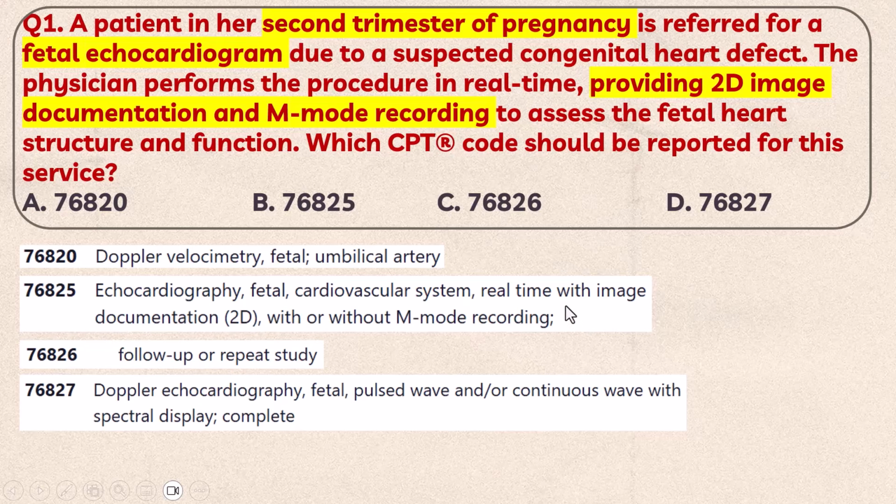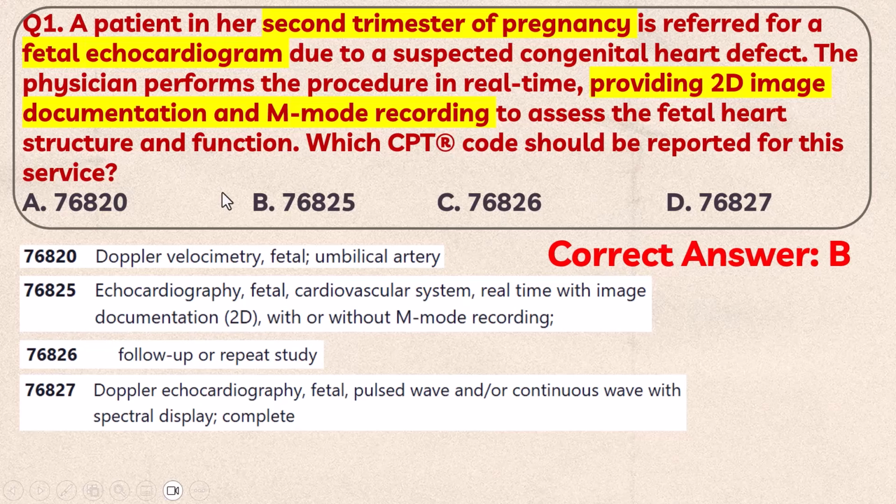And you have to be careful. There's another continuation code. So here you can see 76826, follow up or repeat study. So you have to make sure whether this is the initial encounter or the follow-up. So when you read the question again, a patient in her second trimester of pregnancy is referred for a fetal echocardiogram. So the patient is referred. So that is the first encounter. So the correct code will be 76825.